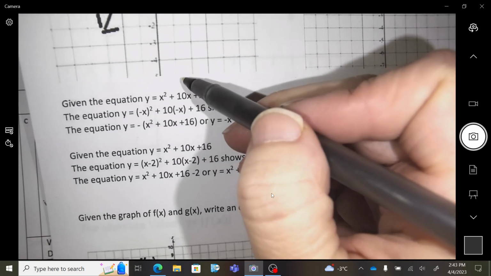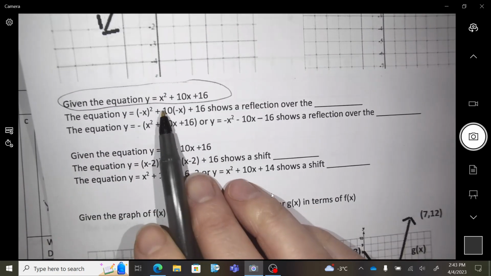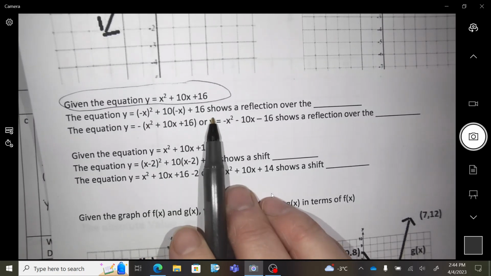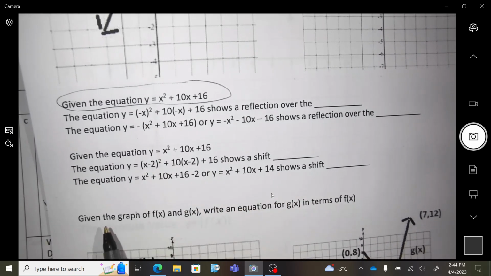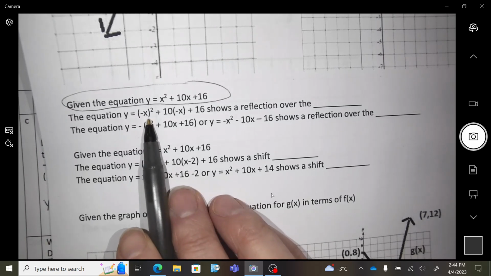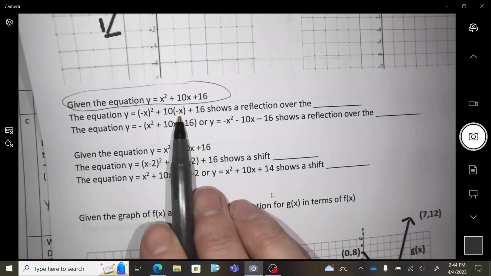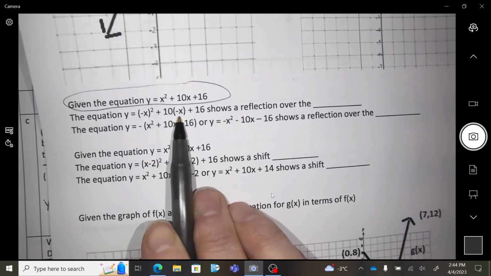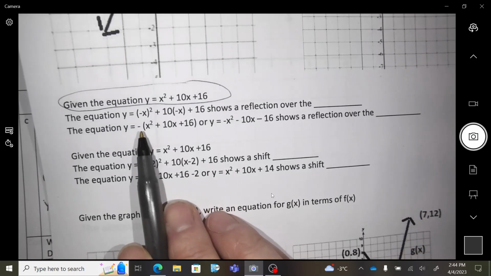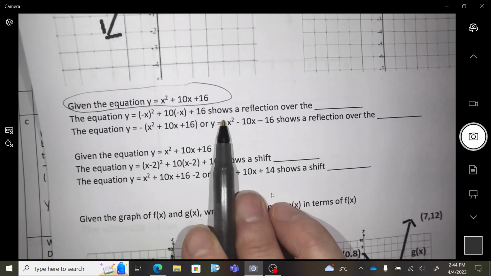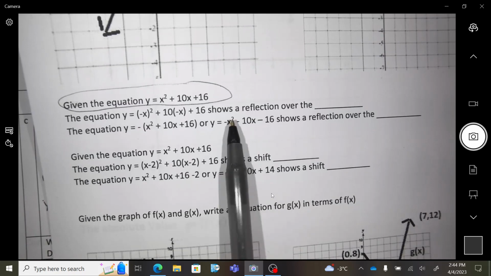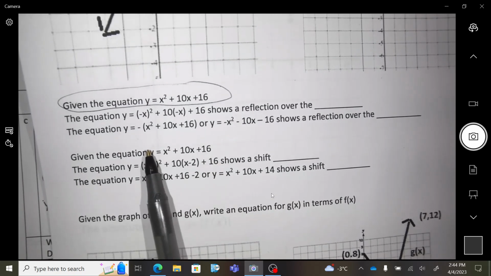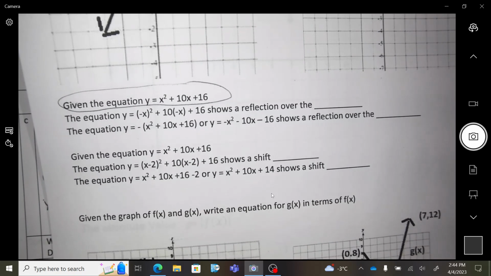Okay, so I gave you an equation here. It's obviously a quadratic equation. Look at what I did in the first option. So the first option, I negated each x. In the second option, I negated the whole function. Do you see a difference in my writing? Negated just the x's. Here I negated the entire function.